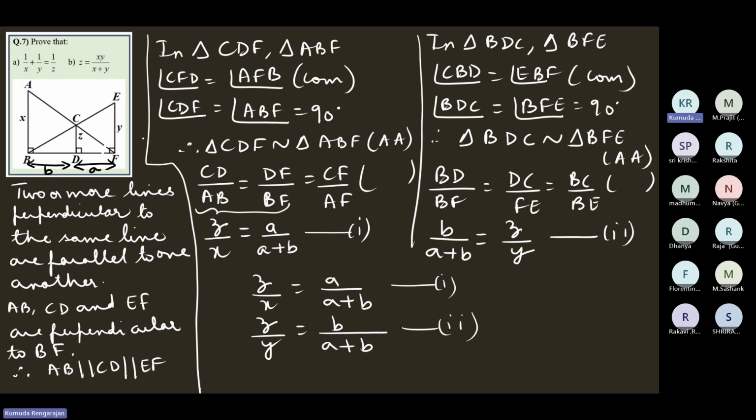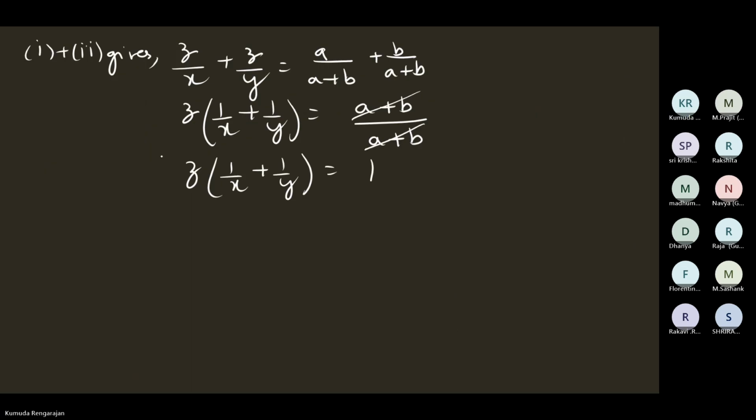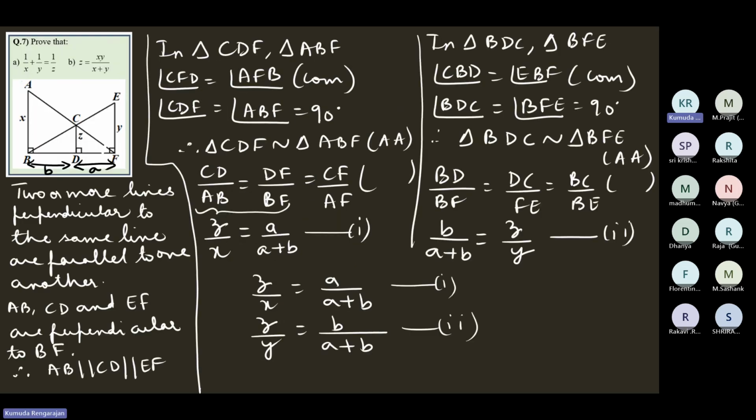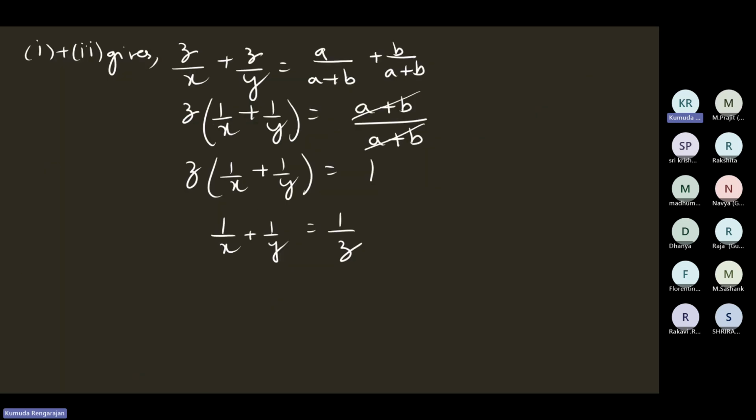All right, 1 by x plus 1 by y is equal to 1 by z. So we have 1 by x plus 1 by y here. On transposing z to the other side we have 1 by z. So like this, we have proved the first result. Now the second one, z is equal to xy by x plus y.